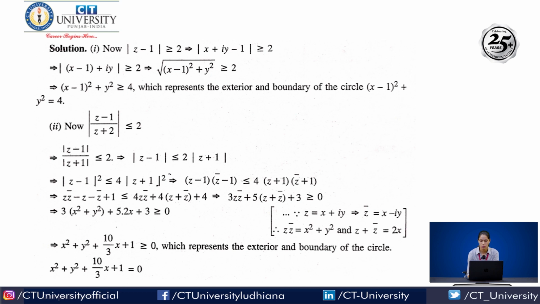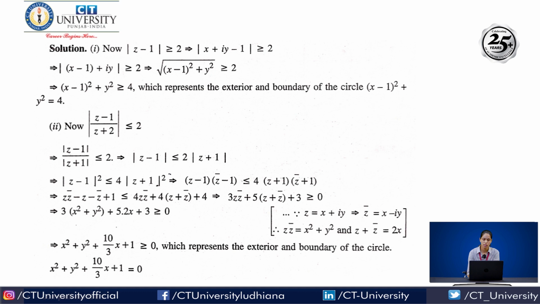Eliminate the z z̄ on the other sides, and after solving that, I will be left with 3(x² + y²) plus 5.2x plus 3 is greater than or equals to 0. This is after solving the whole terms. My z z̄ becomes |z|², that is x² plus y², putting the values, and my z plus z̄ gives the real part of the equation, that is 2x, and my 3 is left as the constant.